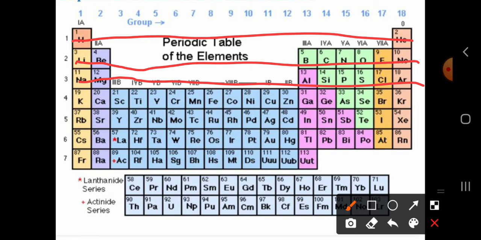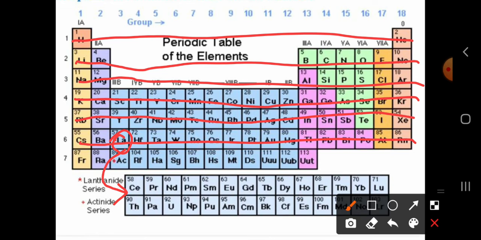Now the fourth period contains 18 elements. इसमें 18 elements present हैं. It is called a long period. The fifth period also contains 18 elements. It is also called a long period. And if I talk about the sixth period, it has 32 elements. How does it have 32 elements? Because it includes lanthanoids also. Lanthanide series also. These elements are also included in the sixth period.